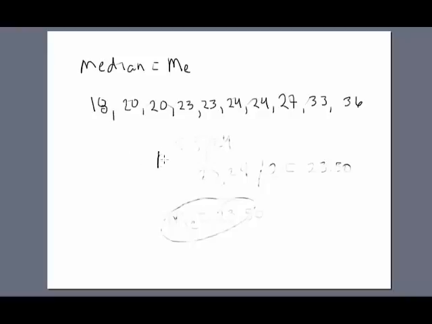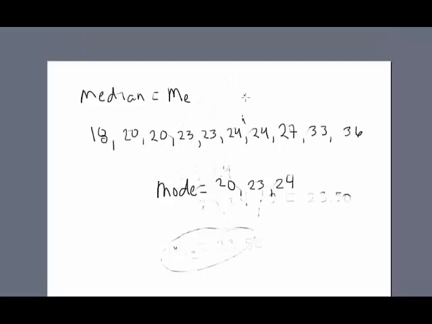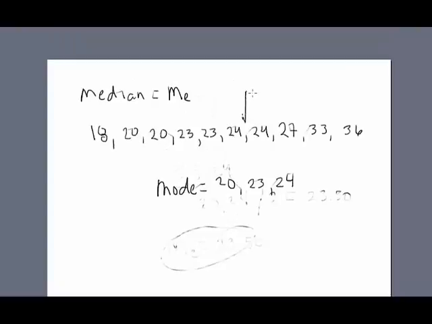So the mode is going to be noted as mode, and we're going to have multiple modes of 20, 23, and 24. Now let's just say, for example, we had another score that was 24. In that case, we would have a mode equal to 24, because 24 is the most frequently occurring score. So sometimes you'll have multiple modes, but most of the time you'll have one mode, which represents the most frequently occurring score.